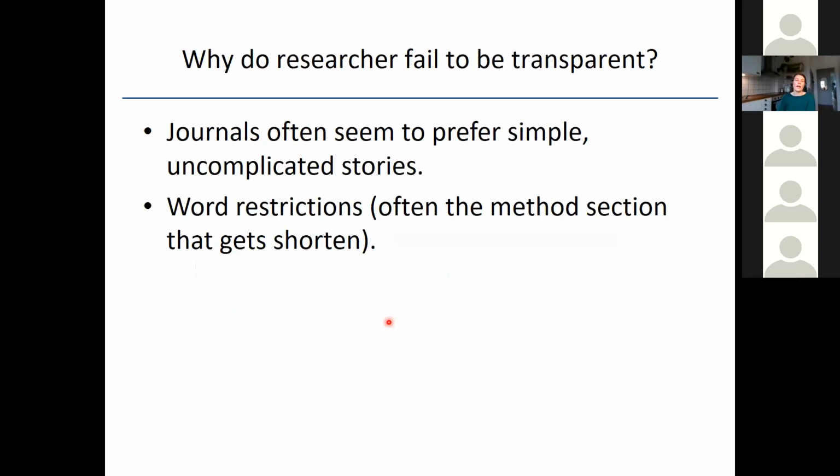So, I hope I convinced you that we will all benefit from being more transparent and reporting these things. So then the question is, why do researchers fail to be transparent? As I said earlier, journals often seem to prefer simple, uncomplicated stories. You also have word restrictions, and often you do want to have your discussion and your results. So the method section gets shorter and shorter, and you take away more and more information to be able to fit this word restriction.